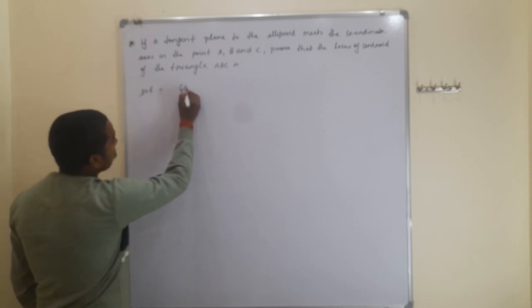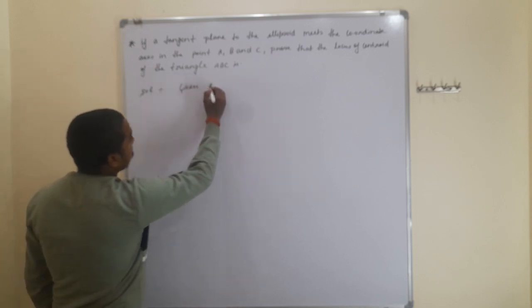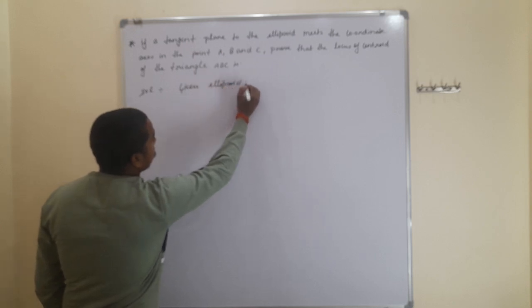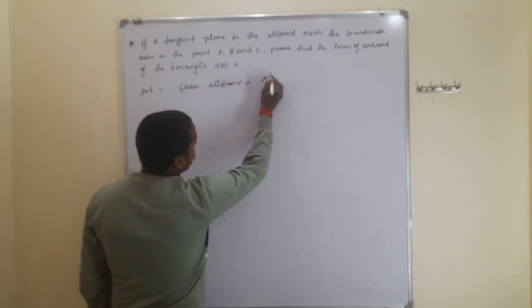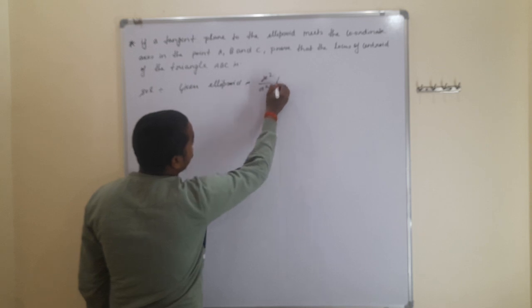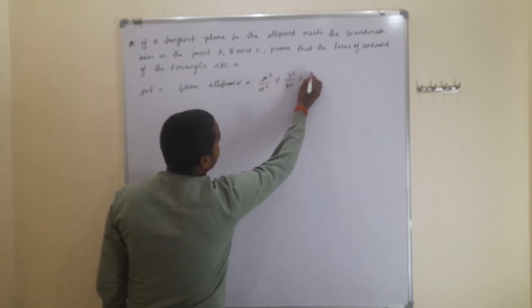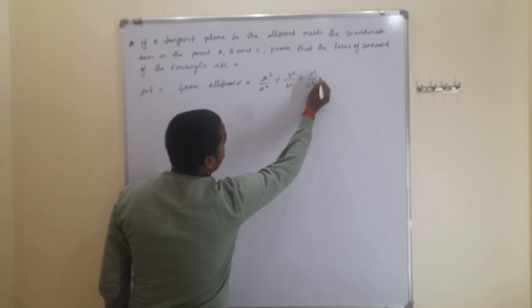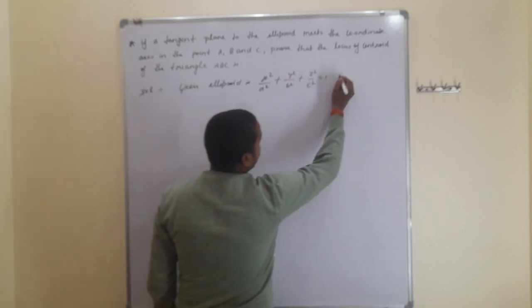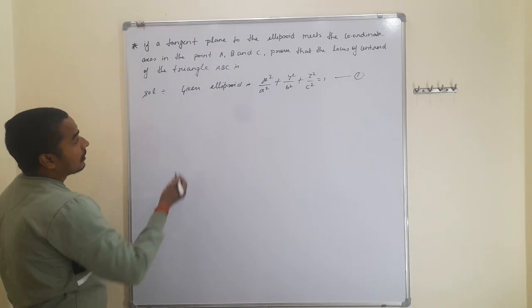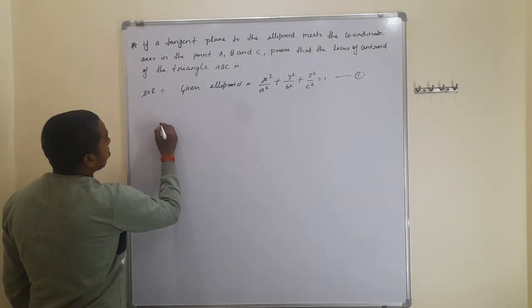Given, the ellipsoid is x square upon a square plus y square upon b square plus z square upon c square is equal to 1. This is the ellipsoid. We have to first write the equation of tangent.